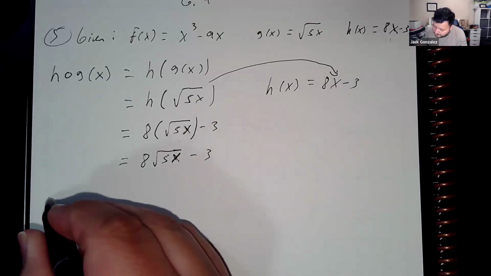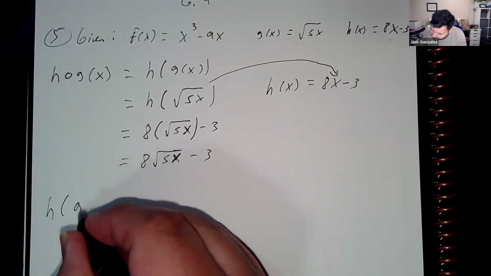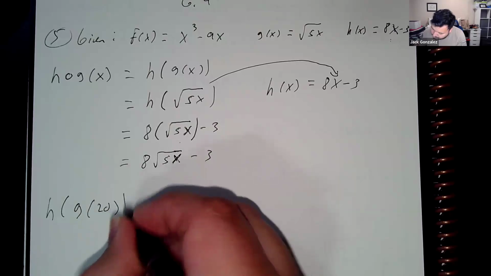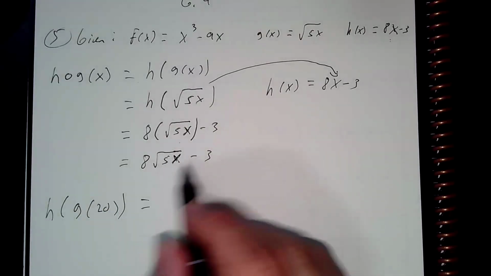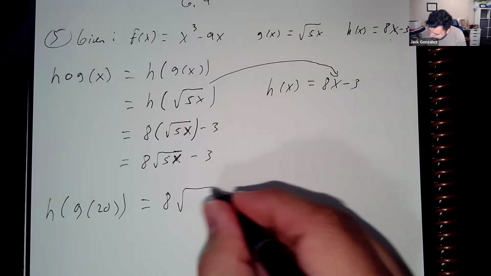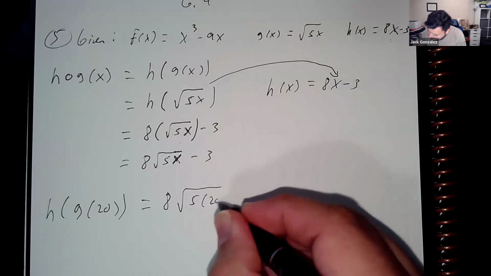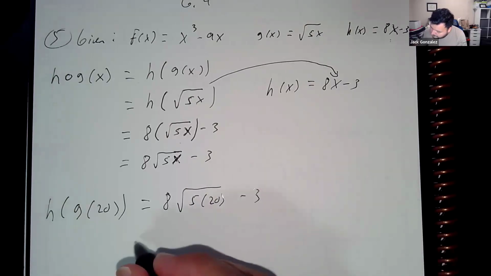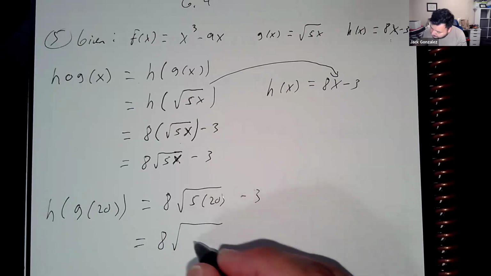So they want to know, what is H of G at 20? Well, I already have the result, so just plug in 20, see what happens.